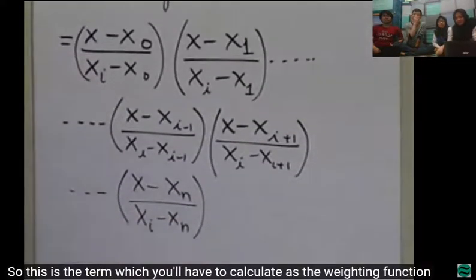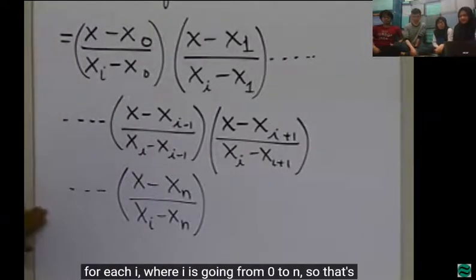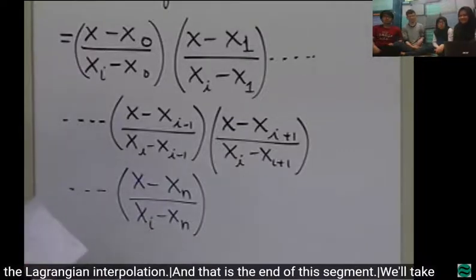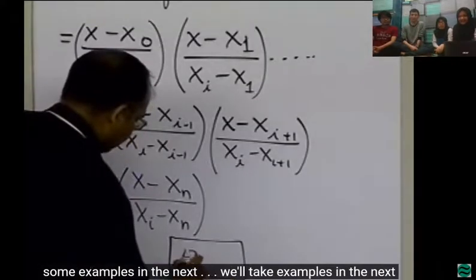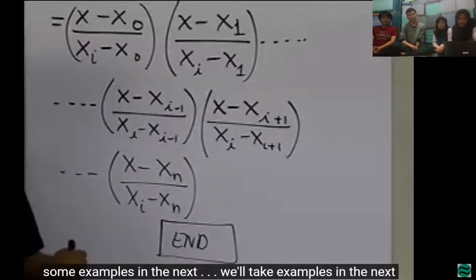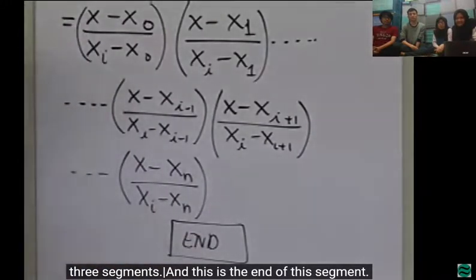So this is the term which you'll have to calculate as the weighting function for each i, where i is going from 0 to n. So that's how this is going to work out for the Lagrangian interpolation. And that is the end of this segment. We'll take examples in the next 3 segments.